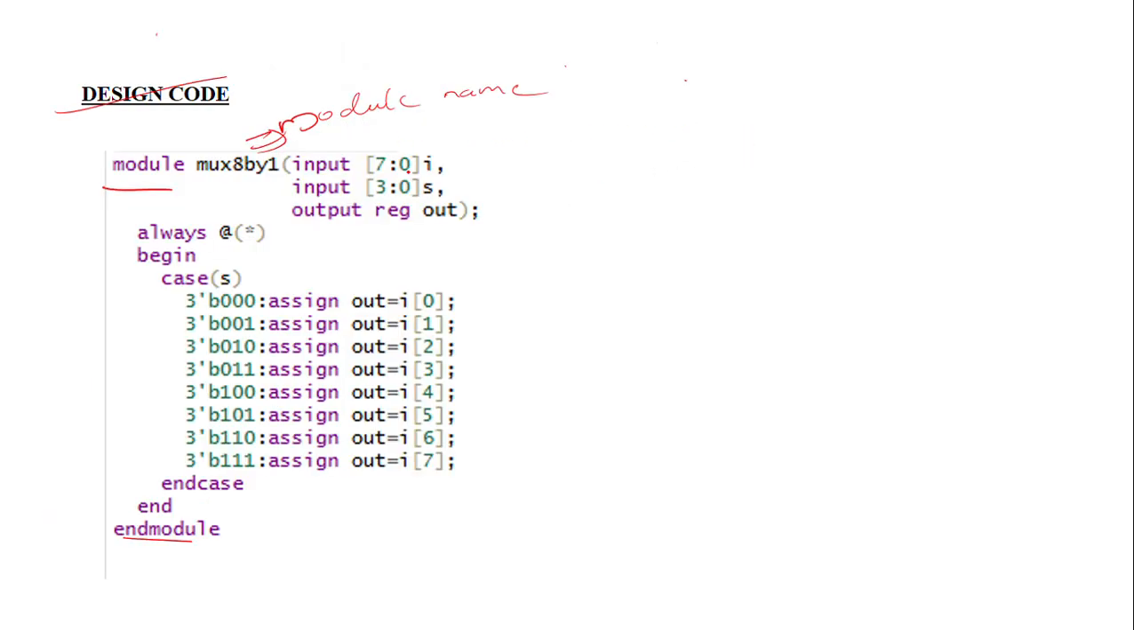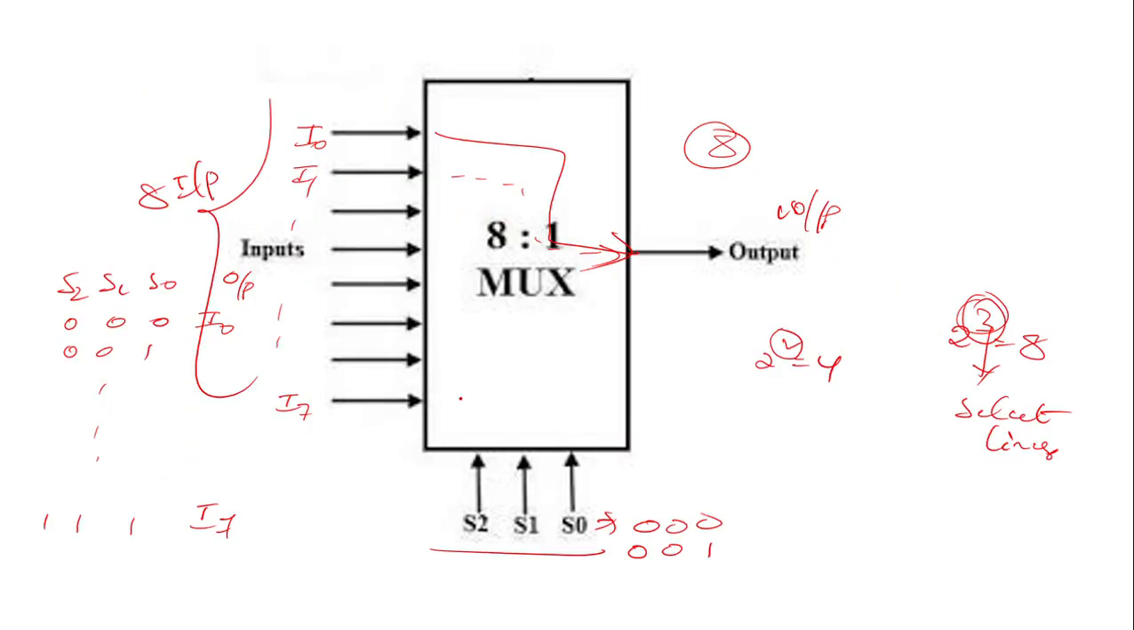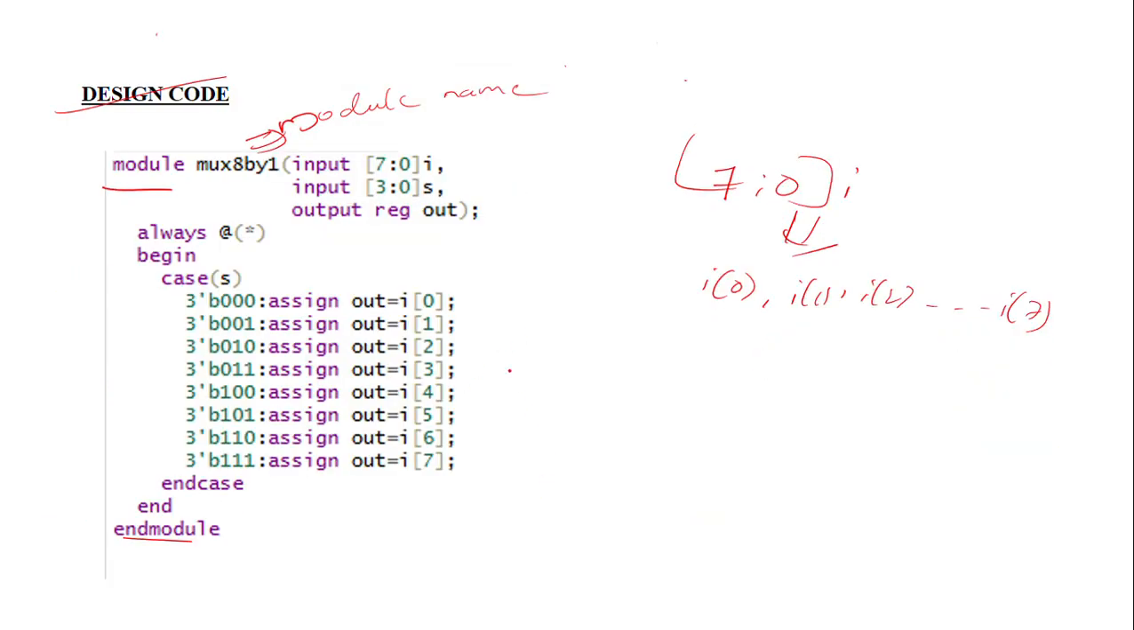How can we represent this in vector form? In vector form it is represented with 7 down to 0. What does it represent? I of 0, I of 1, I of 2, like that up to I of 7. The vector format represents like this. So how many select lines are there? There are 3 select lines. How can you write these 3 select lines? Sorry, it is 2:0. So it means S of 0, S of 1, S of 2. So it means 3 select lines.